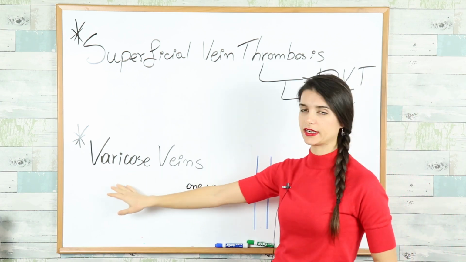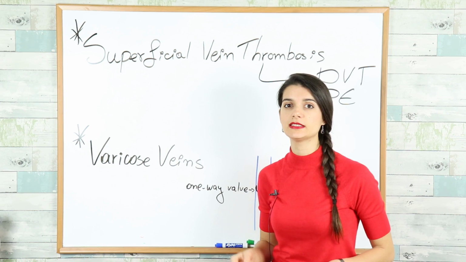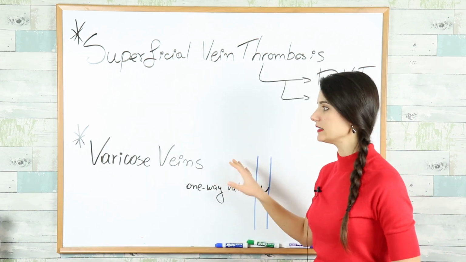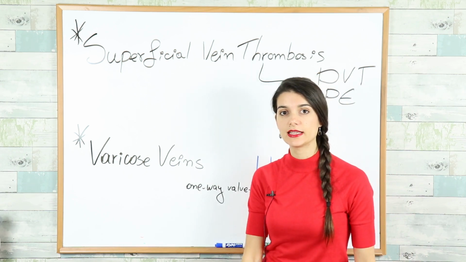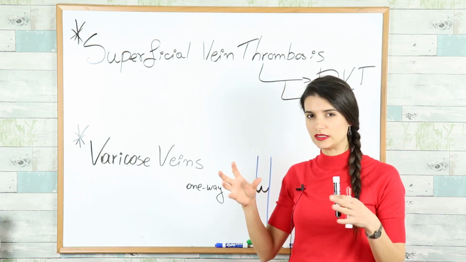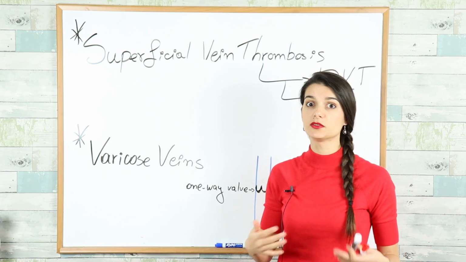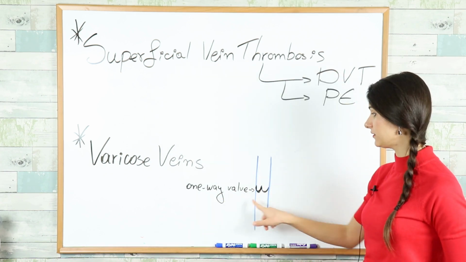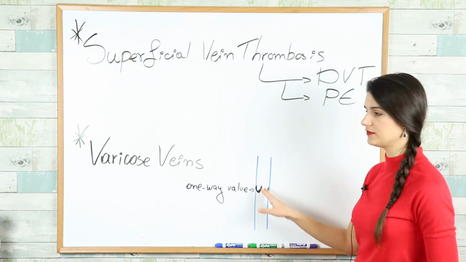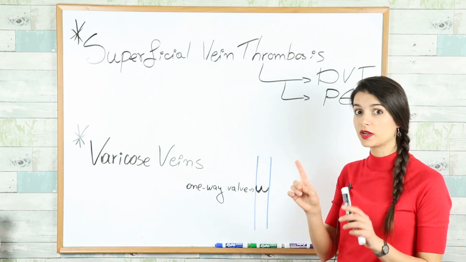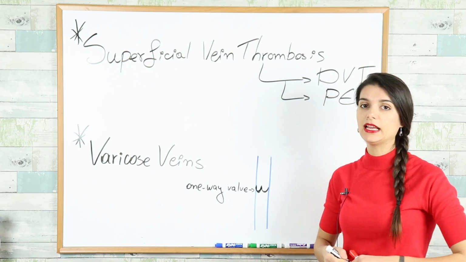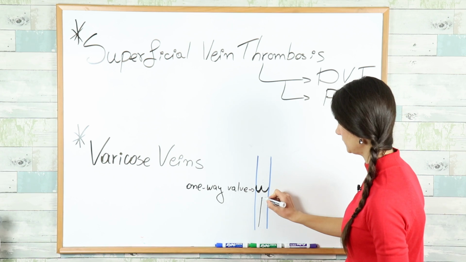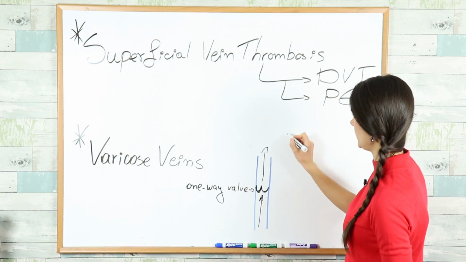Alright, and also varicose veins. Varicose veins are also not deep venous thrombosis. Varicose veins means that the veins in the legs are enlarged, twisted, and bluish in color because they carry deoxygenated blood. Now, veins have one-way valves in them. This valve helps the blood travel in one direction only, and this direction is from your legs to your heart.